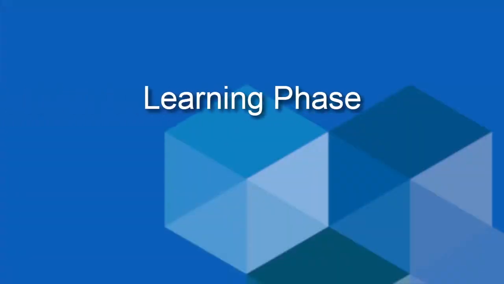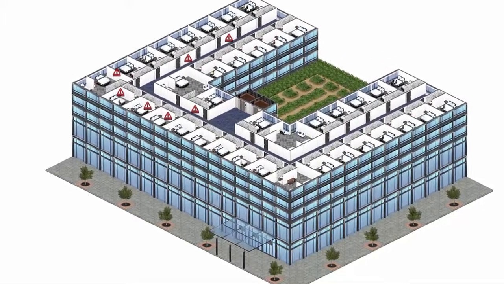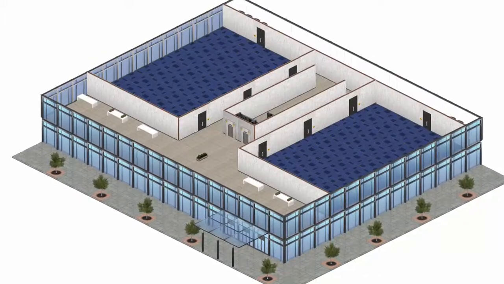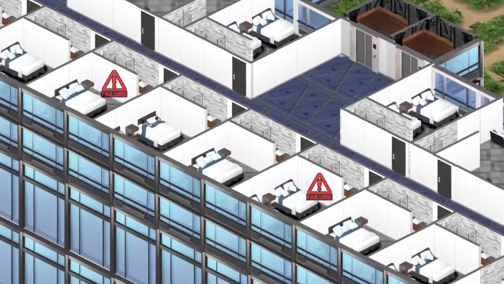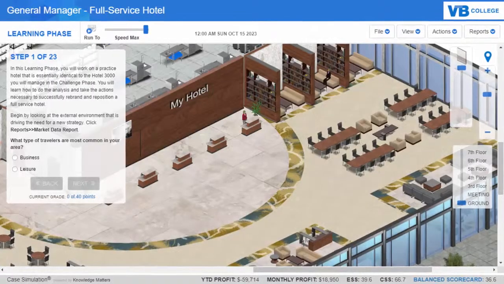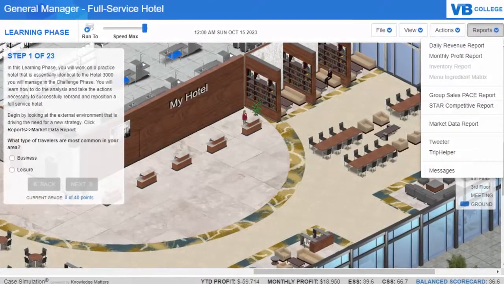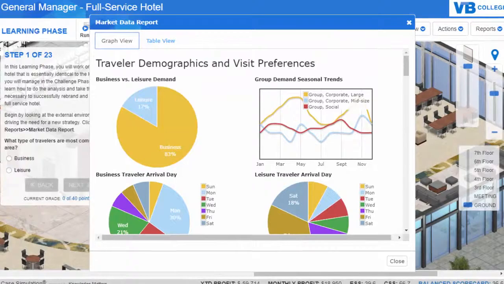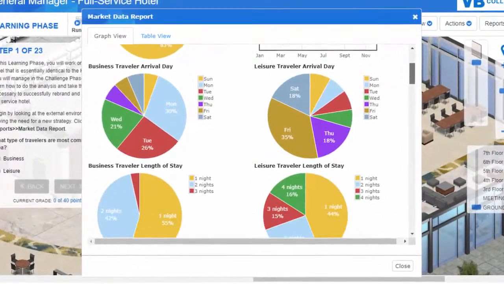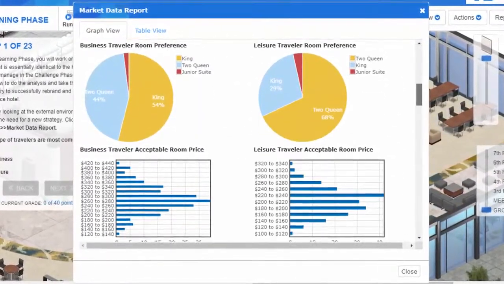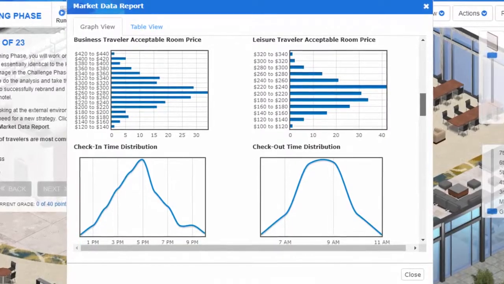In the learning phase, students work on a practice hotel identical to the Hotel 3000 that they will manage in the challenge phase. Taking charge of the practice hotel, students must conduct all the research and take action to successfully rebrand and reposition a full-service hotel. Students begin by reviewing market data and research to determine the type of travelers the hotel should cater to.